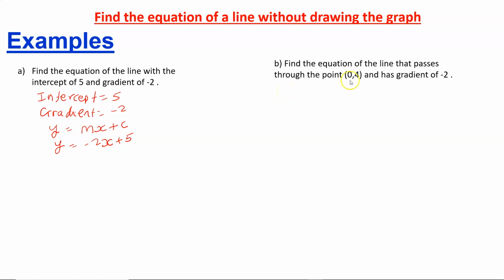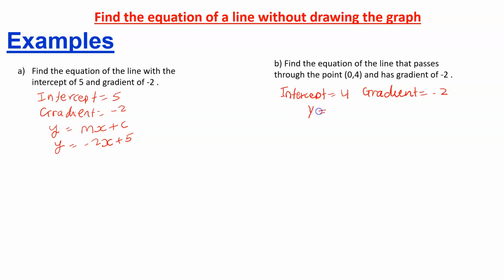Now, we know the gradient is minus 2, but do we know the intercept? Yes, we know the intercept because 0, 4 simply means that is where your line crosses the y-axis. If the x-coordinate is 0 and the y-coordinate is 4, that's where your graph crosses the y-axis. So the intercept we can read from there. So it gives you intercept equals 4 and gradient equals minus 2. The general equation is y equals mx plus c. So that gives you y equals minus 2x plus 4.